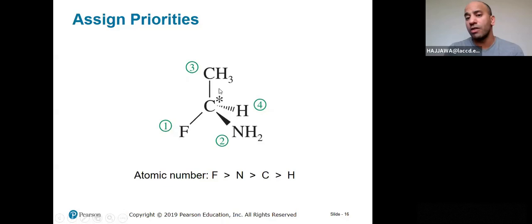Next would be the nitrogen. Third will be the methyl. Fourth will be the hydrogen. Somebody might say, okay, do we add up the hydrogens? No, you do not. You look at the atoms directly attached to the chiral center. And that's what you need to look at in terms of atomic number, just that atom.